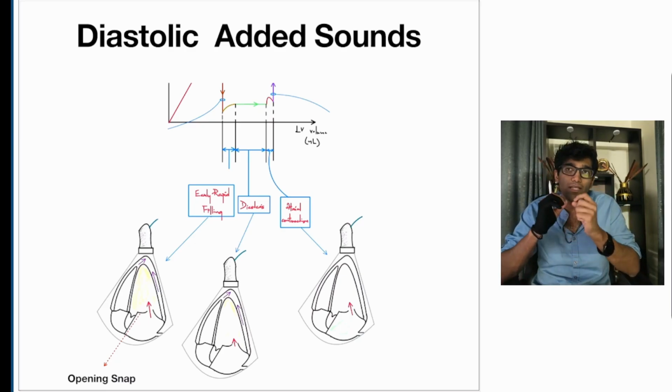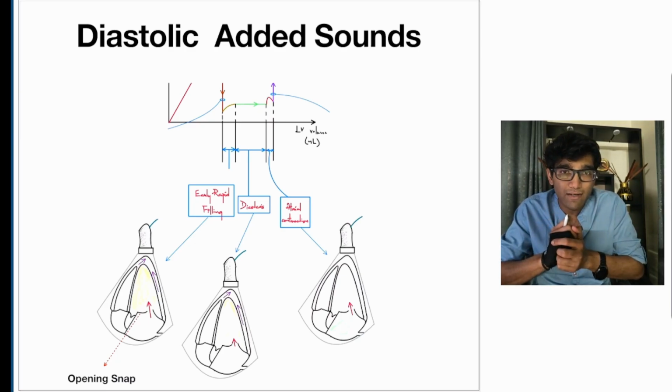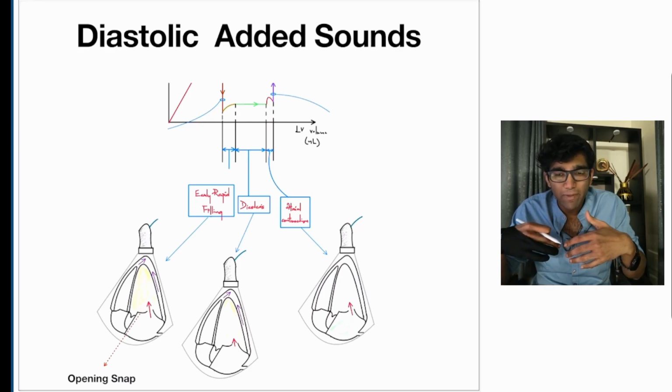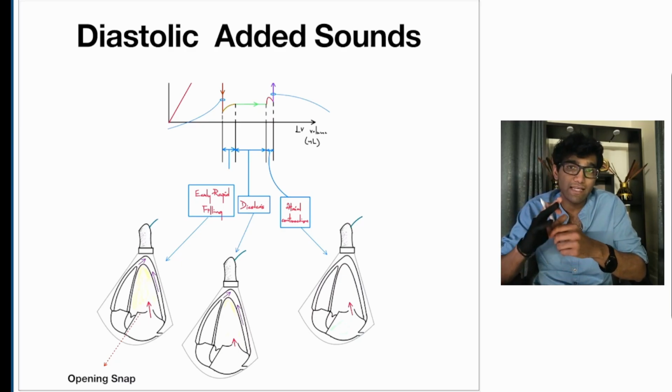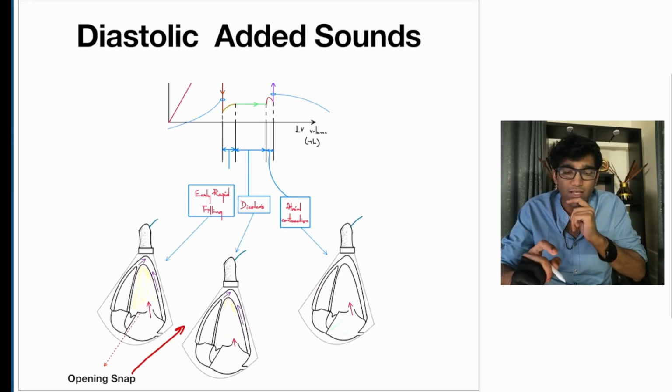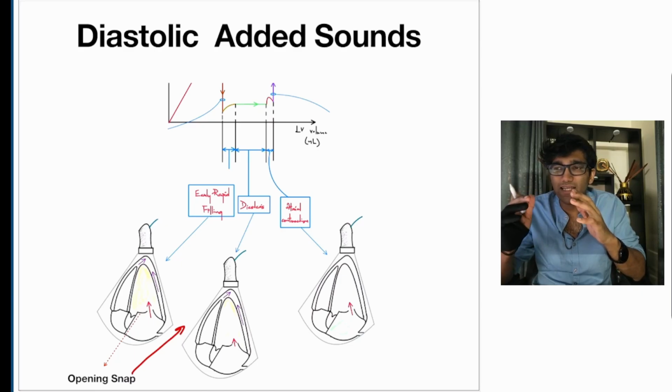Now see, normally the flow rates across the mitral valve are very low, so they don't typically cause this sudden rapid tensing up of the valve. This happens only when there is increased flow rate across the valve. So the presence of an opening snap means the flow rate is increased. We'll see how that becomes relevant. Classically, you would have heard it in the context of mitral stenosis.